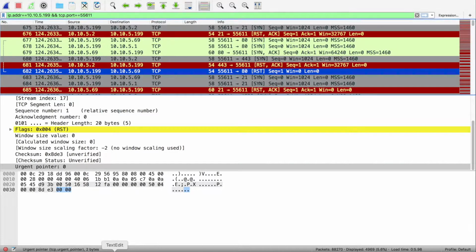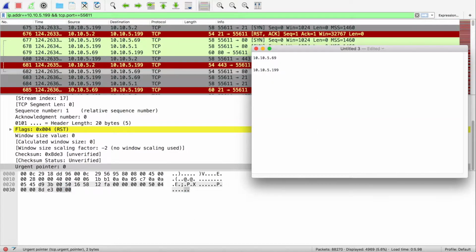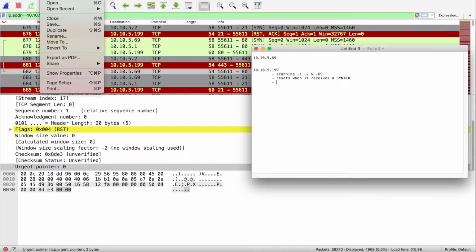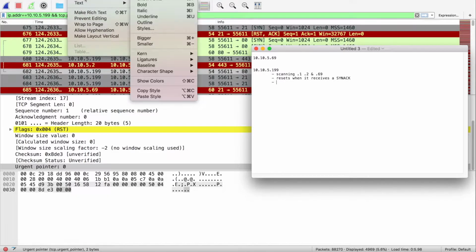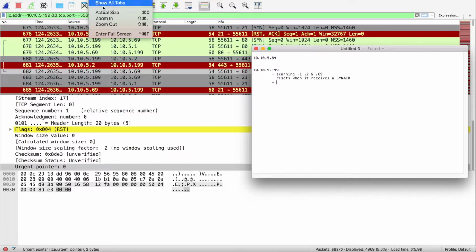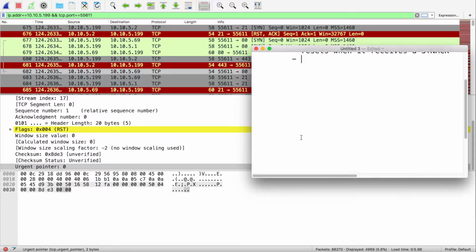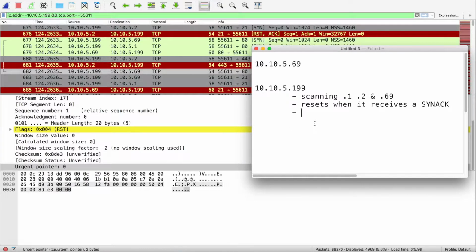All right, so go back to our notes. Scanning .1, .2, and .69. Sorry. Problem with typing live on the screen is that everyone sees it. Let's see here. That's better. Yeah, maybe you can see my typos even closer up now.